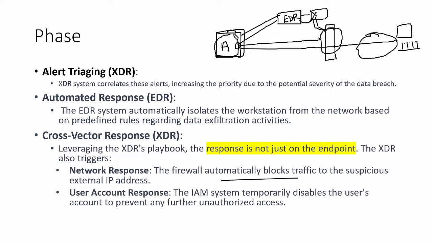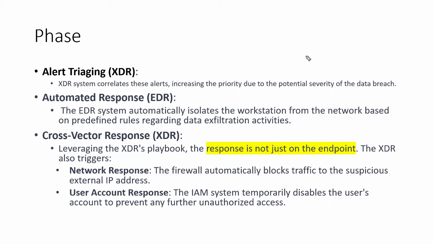EDR is limited to the host. Whatever activity needs to be done on the host is done by EDR, but once data leaves the system and goes outside to the network, to the firewall, we need XDR to integrate that. XDR is the one who takes care of the firewall and blocks the traffic. XDR takes care of the DLP server and blocks the thing. XDR sends the information to the IAM system to block his access. Here you can see the IAM system temporarily disables the user account to prevent any further unauthorized access. That is how it basically works.